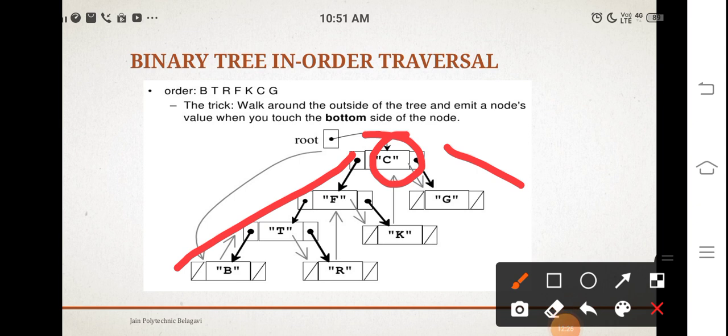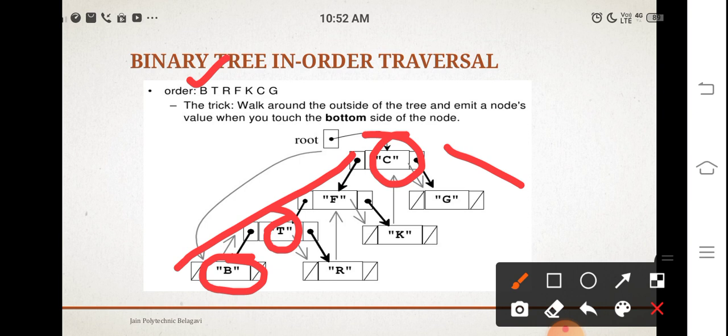The left part of this root node C is F, and again F will act as a root for T and K, and T acts as a root for B and R. So we have to traverse B first, because the left part of the root T is B. This we are processing. So that is our first node of the in-order.